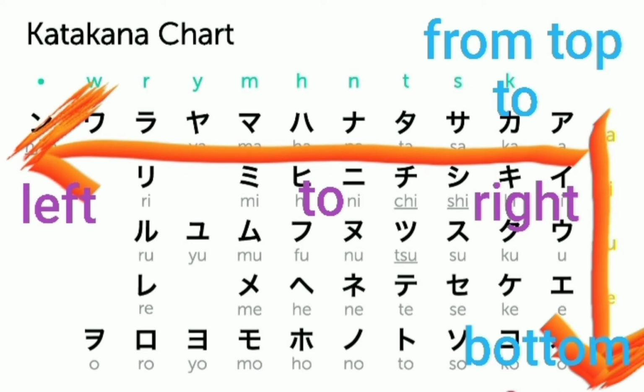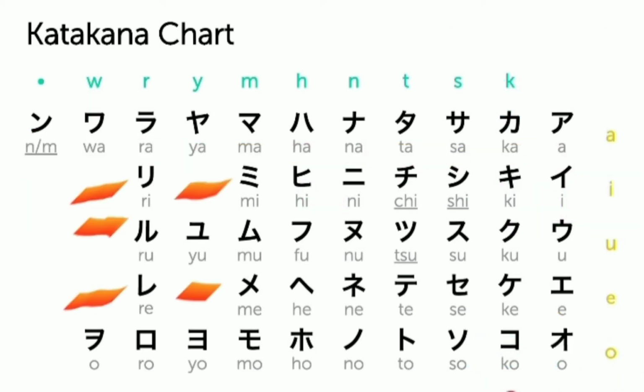Traditionally, Japanese is written and printed in columns from top to bottom and from right to left. In here, I marked with arrows to indicate the direction in reading. Here we go. Let's start from the upper right to the bottom. Follow me. A, I, U, E, O. Again. A, I, U, E, O.